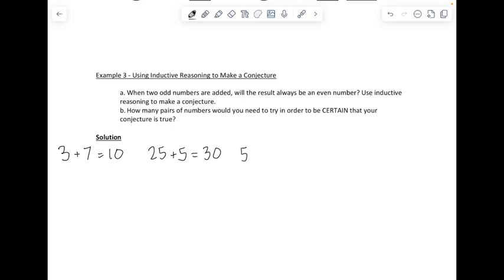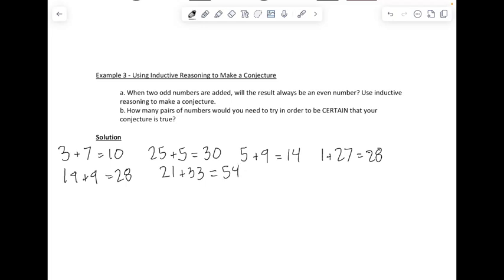Let's try 5 plus 9. That gives me 14. Notice in all three of these cases, the result is an even number, right? So far, the evidence seems to support our conjecture. Let's try a few more. 1 plus 27 gives me 28. That's an even number. Let's try 19 plus 9, which also gives me 28. That's an even number. Let's try 21 plus 33, which gives me 54. That is also an even number.